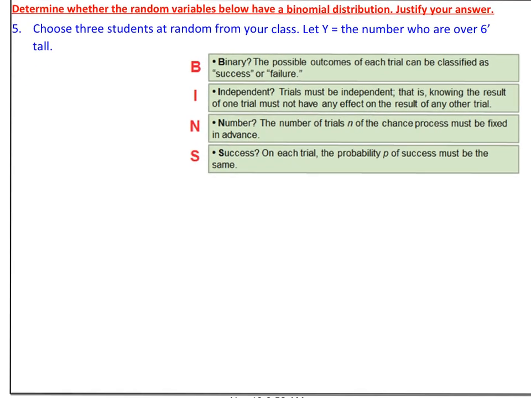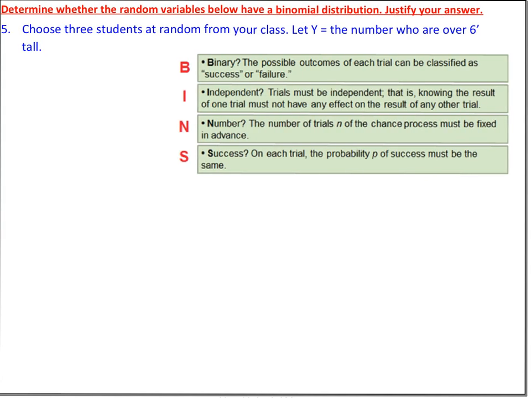This is one of them that I found to be the most interesting of all the ones I threw in your notes. Choose 3 students at random from your class and let Y be the number who are over 6 feet tall. Binary. Yes. Independence. Yeah, one person's height shouldn't affect another. Fixed number of trials. And here all of a sudden, P, the probability of success. That would be the odds that we select somebody that's over 6 feet.